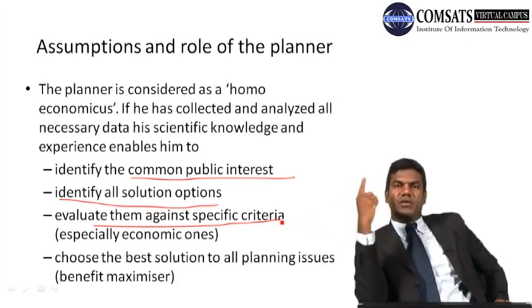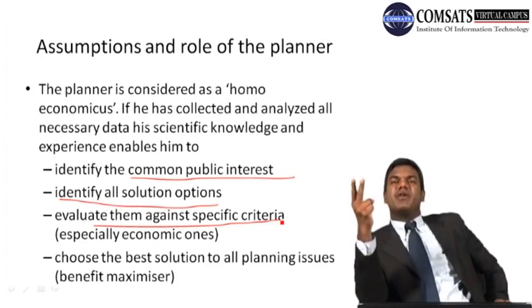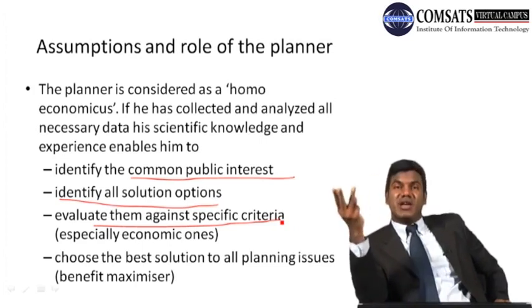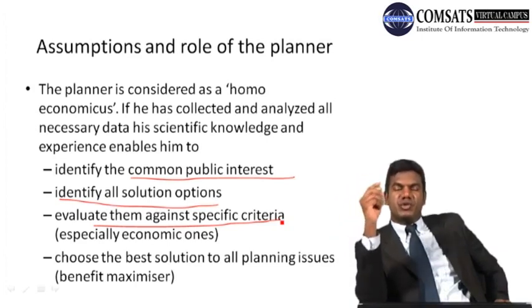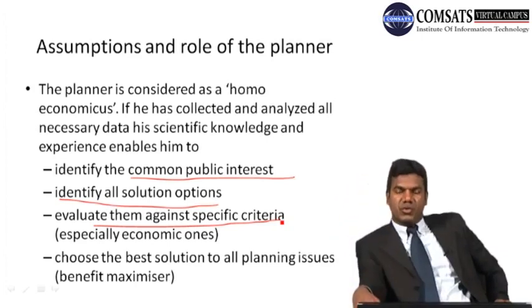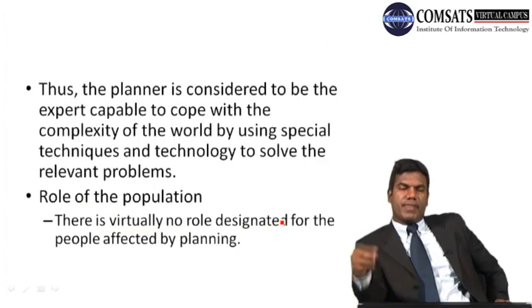कौन-कौन से कर सकता है? Number one, कि जी common public interest. Number two, he will identify all solution options. Number three, he will weigh these options, he will calculate these options, kis tarike se? By using some economic criteria. Theek hai? And number four, he will choose the best solution to all planning issues.